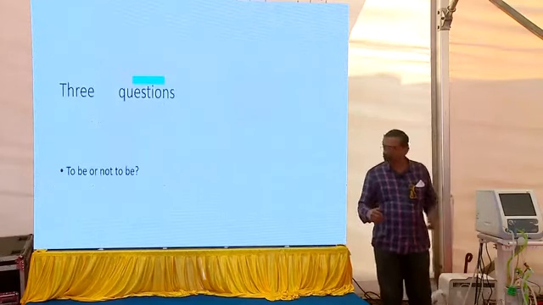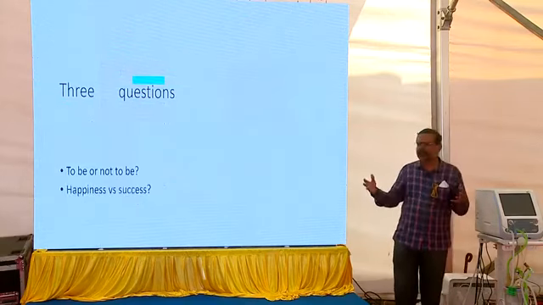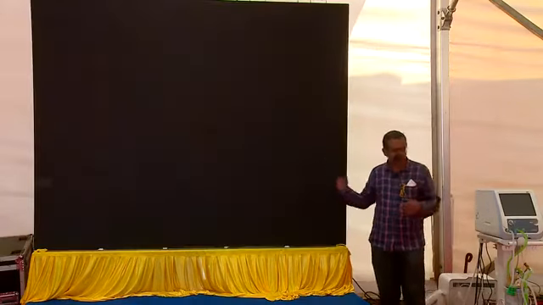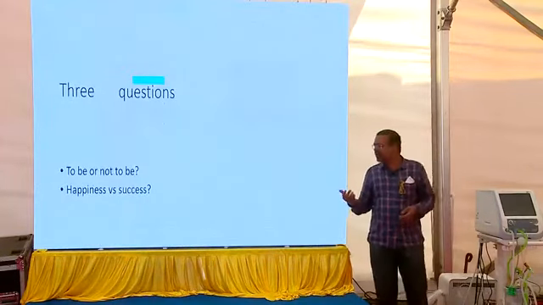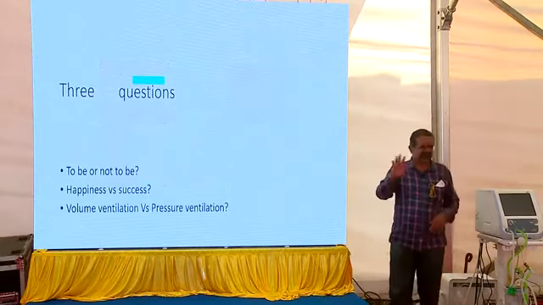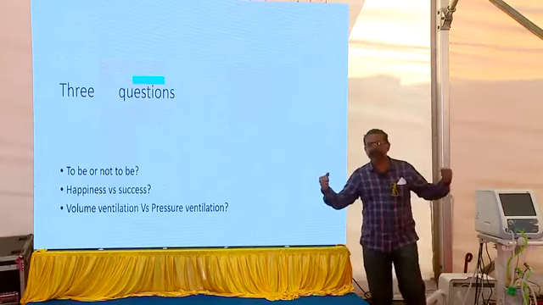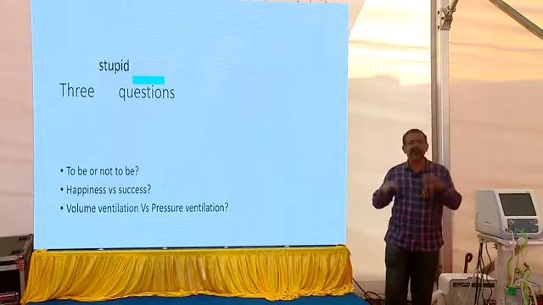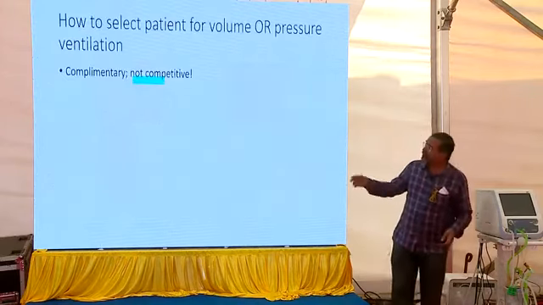Next one. So why are these three questions there? After listening to their fight, there are a few actually very odd questions. Shakespeare asked, to be or not to be. Then we'll discuss whether CPAP versus HFNC. Then we'll discuss happiness versus success. These are questions we keep on discussing, but they are not actually quite wise questions. Similarly, this question, volume versus pressure, is not a wise question. I felt myself to be stupid after listening to their fight and the ultimate issue. So they are ultimately stupid questions.